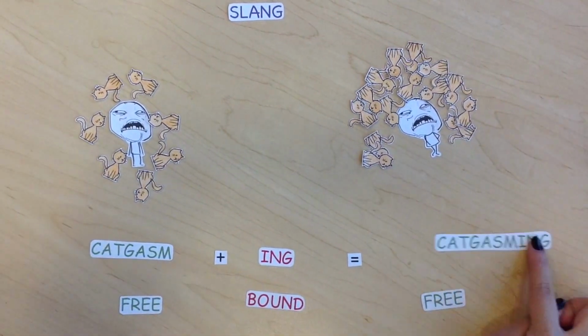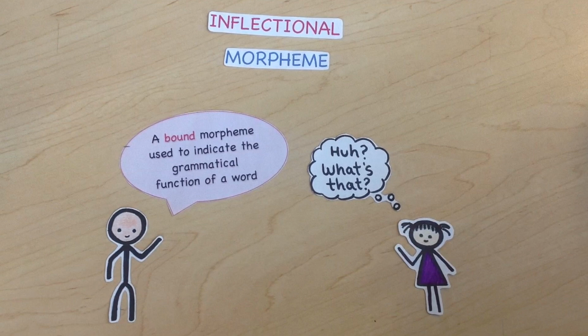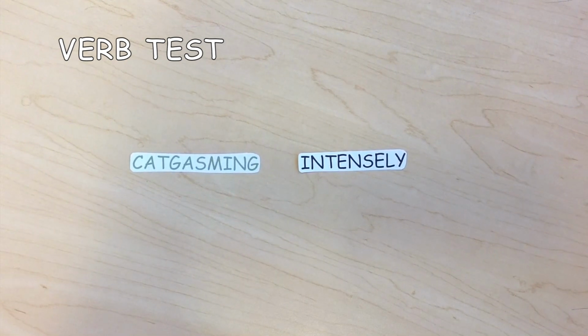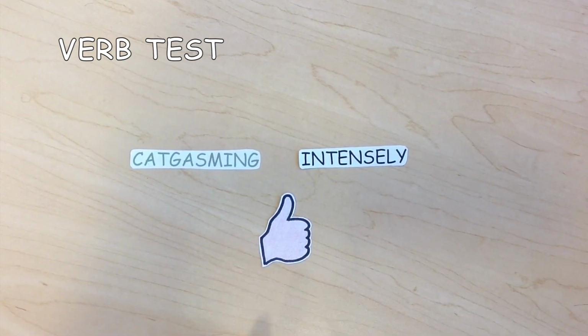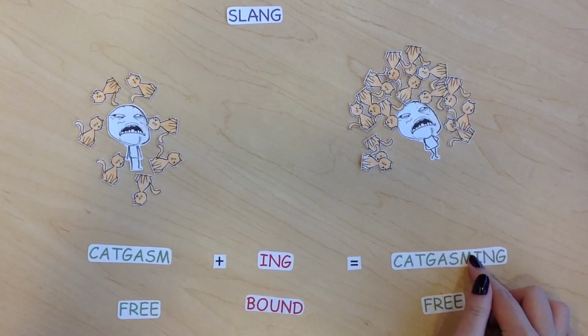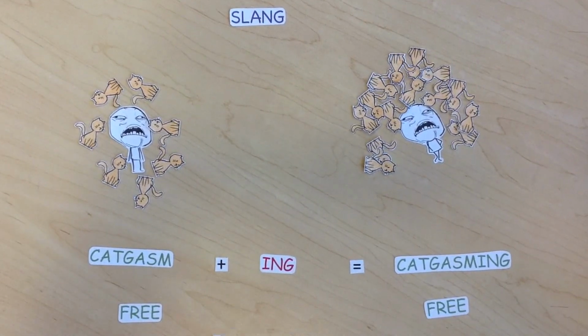So how do we determine if ing is an inflectional or derivational morpheme? If ing is an inflectional morpheme, catgasm and catgasming should be in the same morphosyntactic category. Is catgasming still a verb? Let's try using the verb test again. Since catgasming can also precede an adverb, as in catgasming intensely, it is still acting as a verb. Since catgasm and catgasming are both verbs, the morphosyntactic category has not changed. Thus, ing is an inflectional bound morpheme.